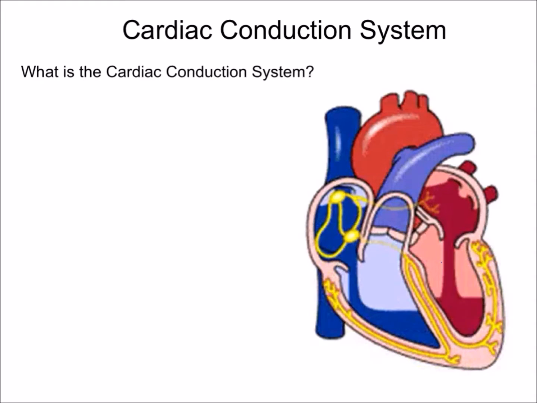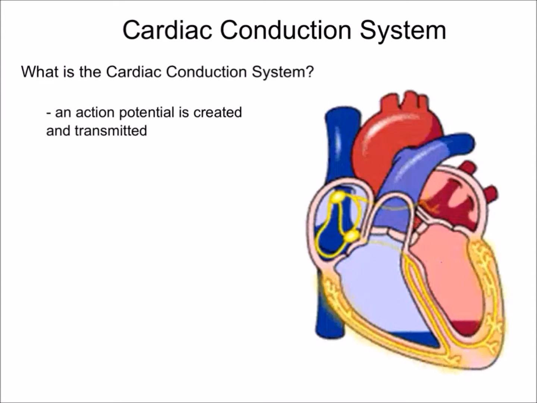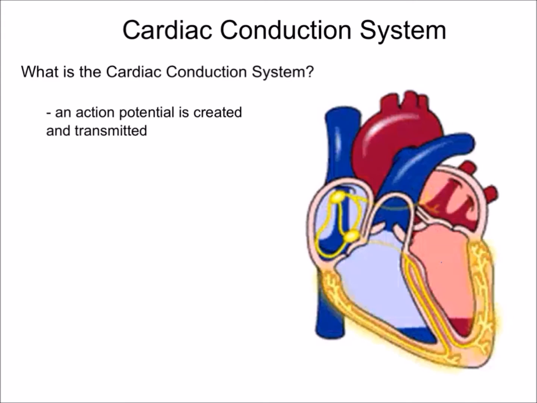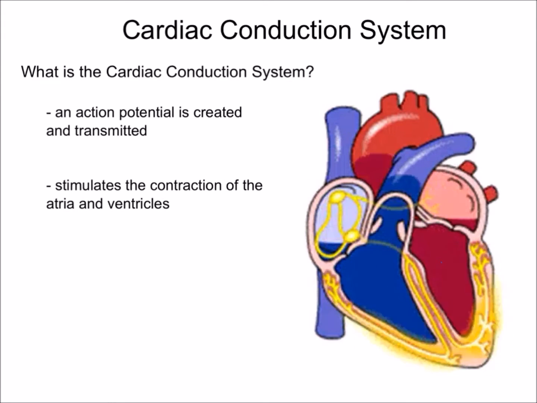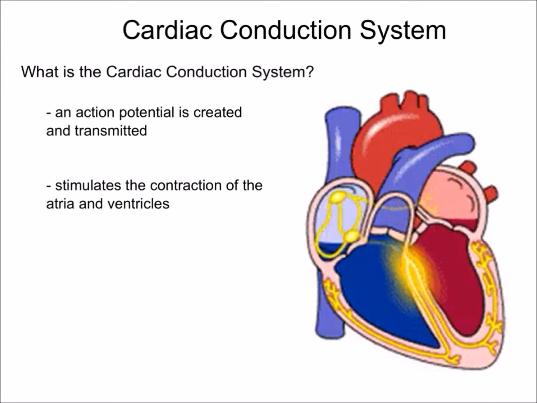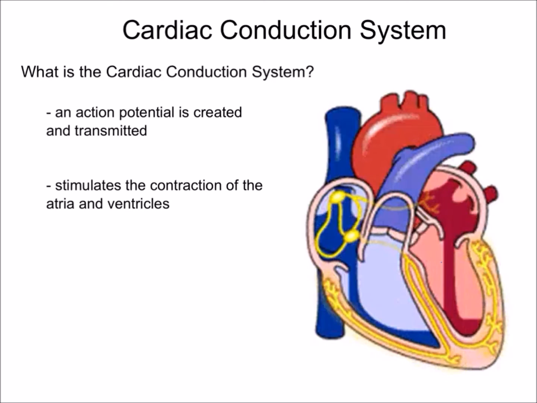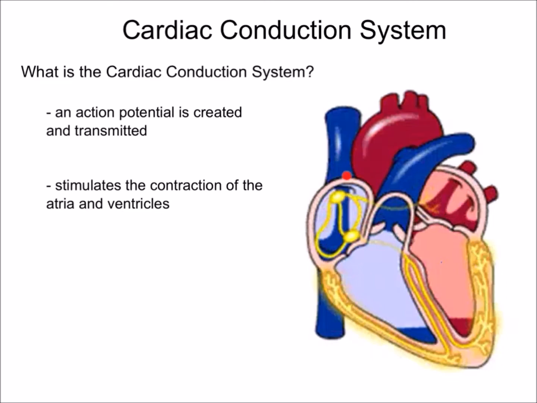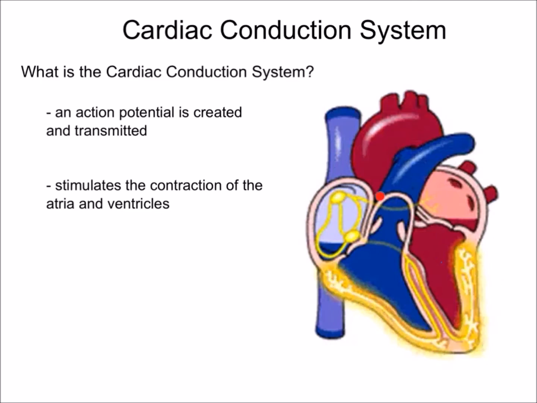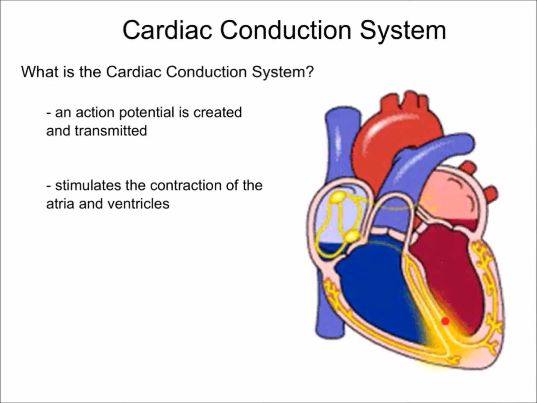The cardiac conduction system of the heart is a system in which an action potential is created and transmitted, and in turn, that action potential stimulates the contraction of the atrium and ventricles. So in the animation, you can see an electrical impulse being created and then being transmitted throughout the heart.